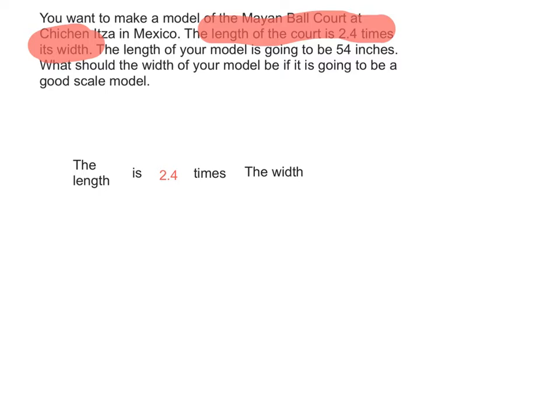Now I've related all the things in the initial problem. And now I have to figure out what do I know and what don't I know. Well, in terms of my model, which is what I want to be talking about anyway, I really don't know the width. So the first thing you want to do is define a variable. So we're going to say w equals width. And you always want to assign variables and figure out what they're going to be equal to. And then, do we know the length? Well, in terms of our model, we actually do know the length. We know the length of our model is supposed to be 54 inches.